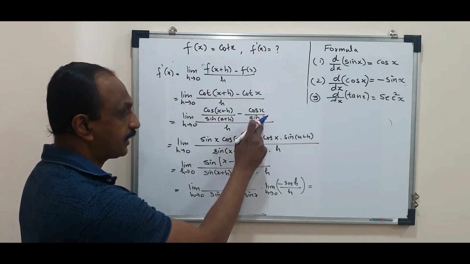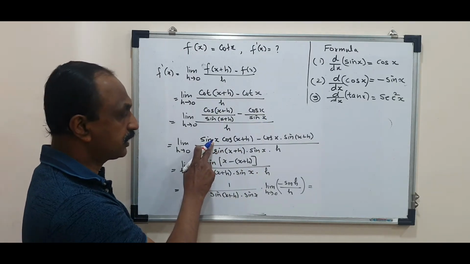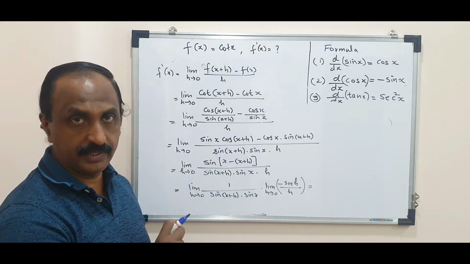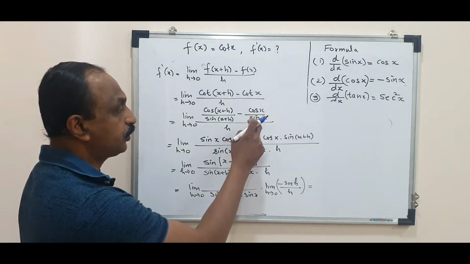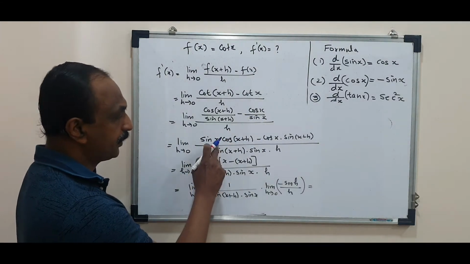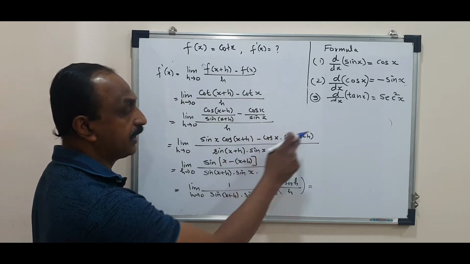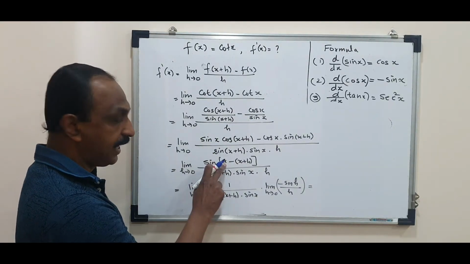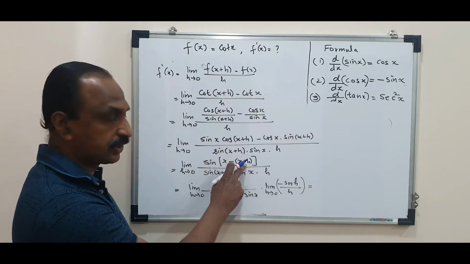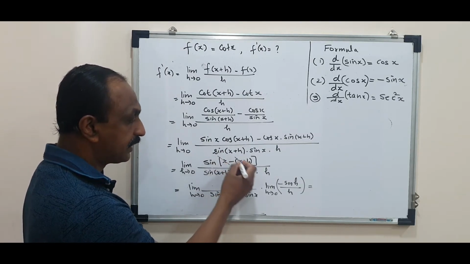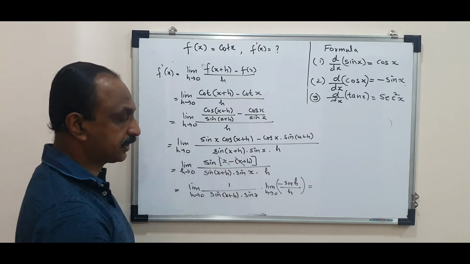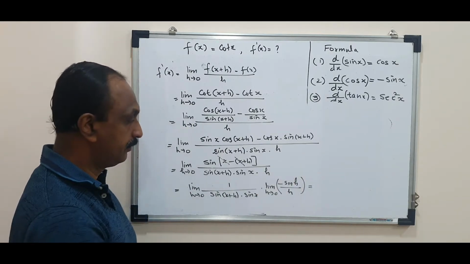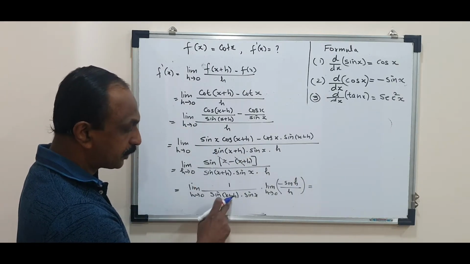Took the LCM. While taking the LCM, I purposely wrote sin first because sin A cos B minus cos A sin B, I arranged it already in the same format starting with sin. So I took sin x first. And you know that sin A cos B minus cos A sin B is sin of A minus B. But note that the first angle is x and the second angle is x plus h, so you will get a minus sign: sin of minus h. Sin of minus theta is minus sin theta, so there will be a negative sign coming here. Again, the denominator will be sin of x plus h into sin x.